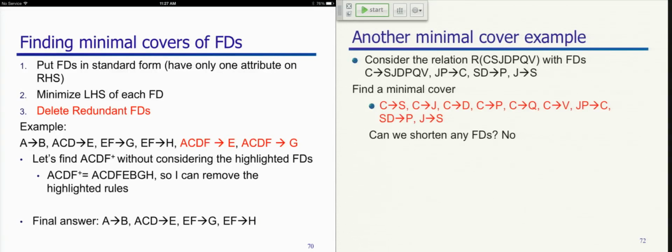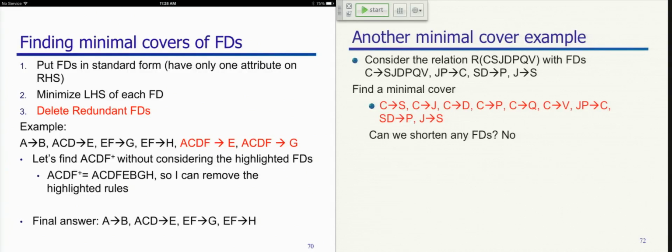Right, let's look at it together. Okay, so these are the golden rules again. First one says, put all FDs in standard form. So I need to take that big ugly functional dependency at the beginning, and I'm going to convert it into a bunch of small functional dependencies. So C now gives me S, C gives me J, C gives me D, C gives me P, C gives me Q, and C gives me P. JP gives me C, SDP, and J gives me S. So everything on the right hand side now has one value. So I'm done with the first step.